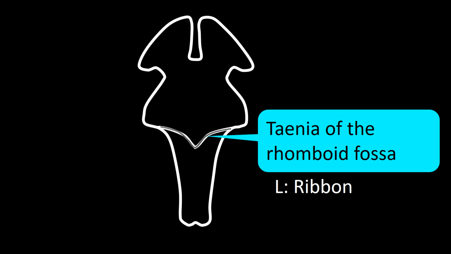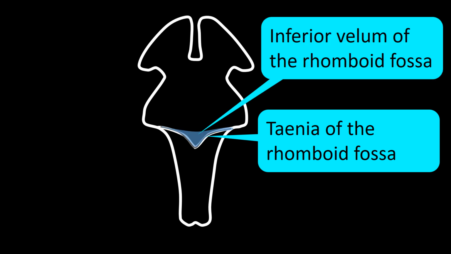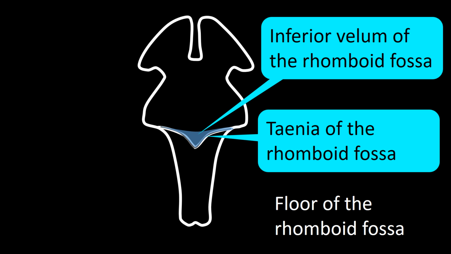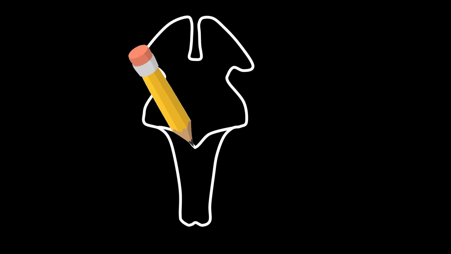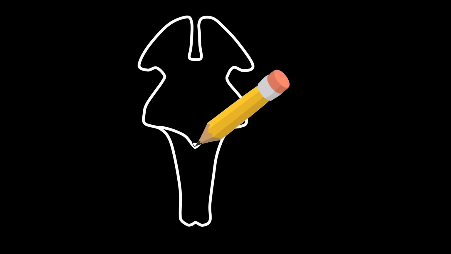The tenia of the rhomboid fossa is a narrow white matter ridge located along the edges of the floor of the fourth ventricle. This is the inferior velum. The tenia and the inferior velum form the floor of the rhomboid fossa, which I am now removing as you see here. Now go to the lowest point of the line we just drew and draw a triangle.